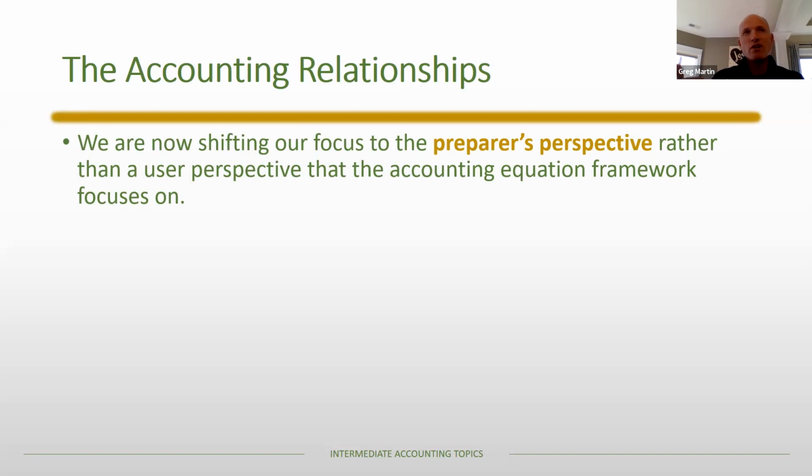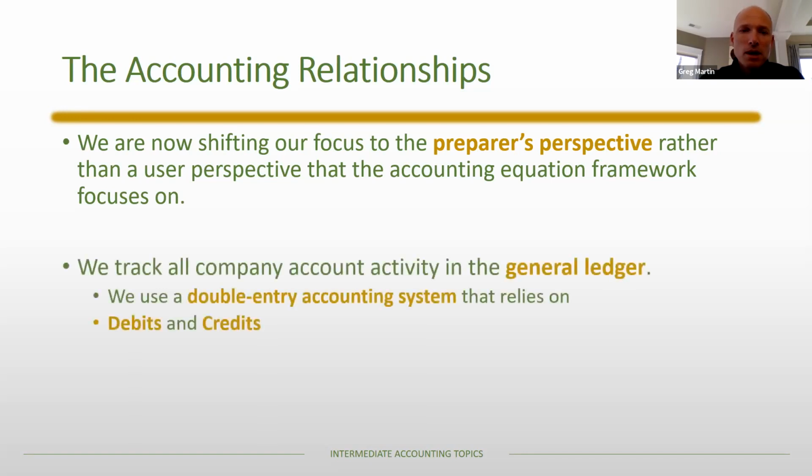And so instead of presenting everything in terms of that accounting equation and pluses and minuses, we're actually going to go into the accounting system and manually walk things through, knowing that ultimately that accounting equation is still true and all those things are still happening. It's just we're looking at the preparer's perspective behind the scenes more in detail. So what does that look like? Well, we track company activity in the general ledger. So the general ledger is where we track activity.